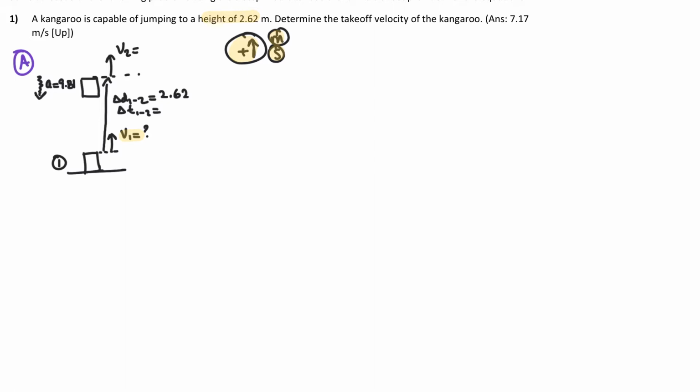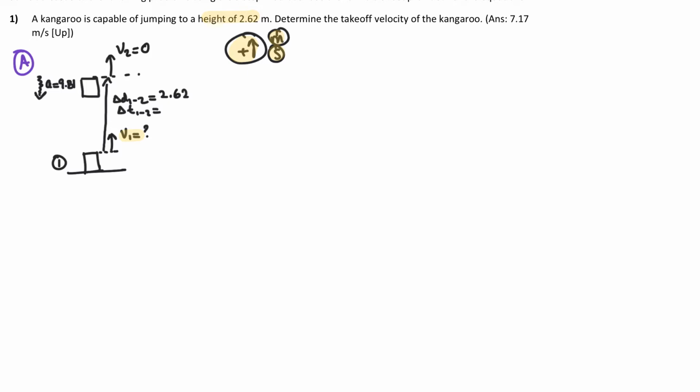So basically, we have to figure out if we can work out any other information. Does the question imply anything else? We don't know anything about the time, and that's okay. When the kangaroo is at its peak, its velocity 2 is going to be 0, and that's implied by the question. So that's 0 meters per second. And now I have 3 pieces of information: the displacement, velocity, and acceleration, and based on that I can find the 2 other pieces of information.